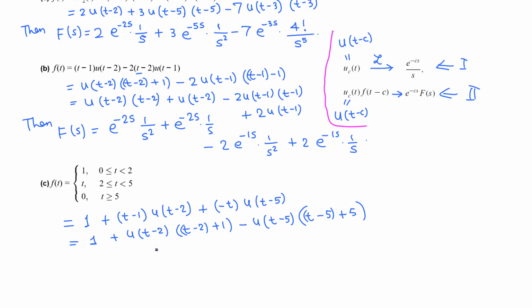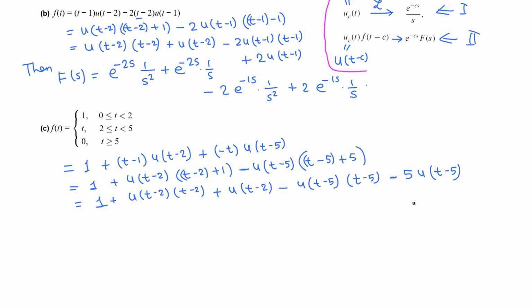Now we need to distribute, so we are rewriting the given function, so we have 2 terms inside, and distributing this unit step function, we get u(t minus 2) times (t minus 2), plus 1 times u(t minus 2), just u(t minus 2), minus, distribute u(t minus 5) times (t minus 5), plus, not plus, this is minus, so minus plus minus 5 u(t minus 5).